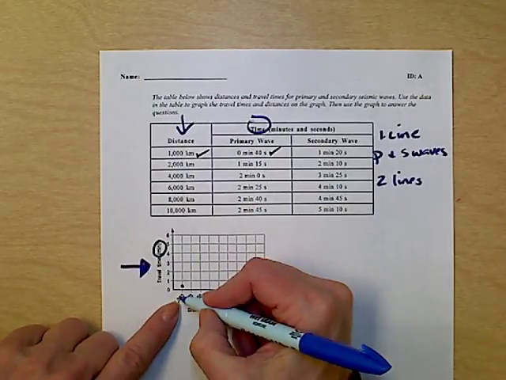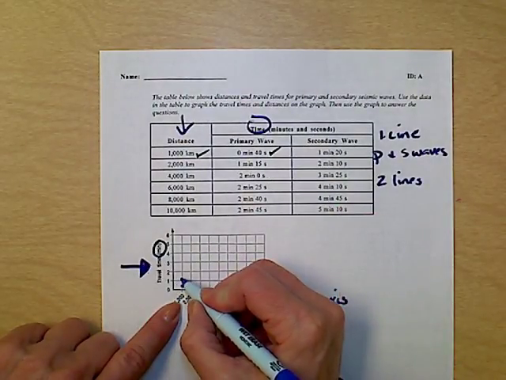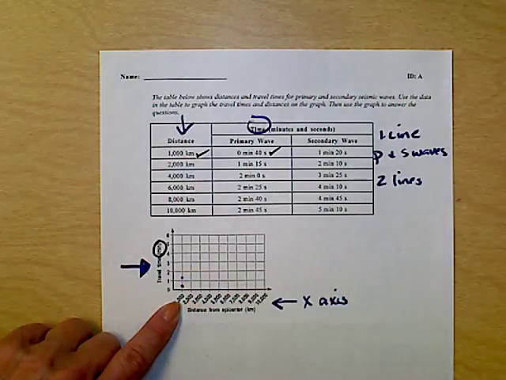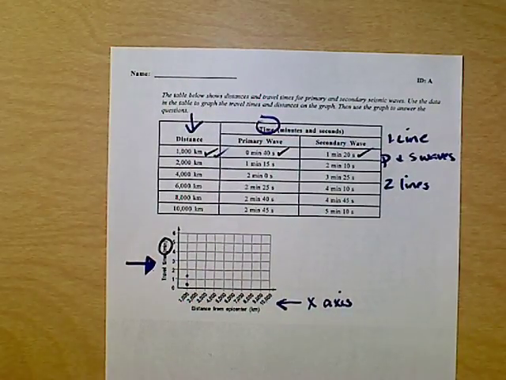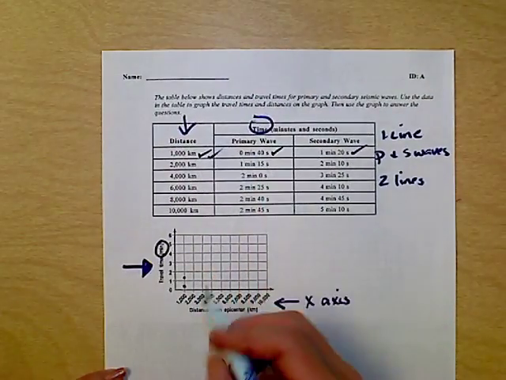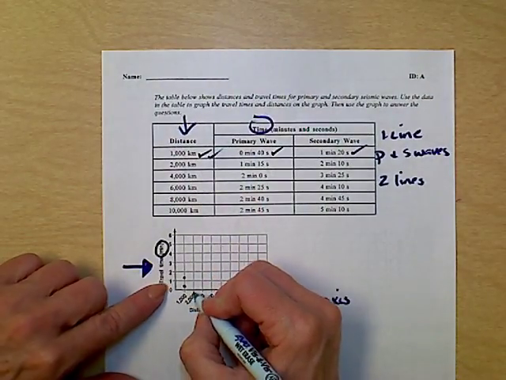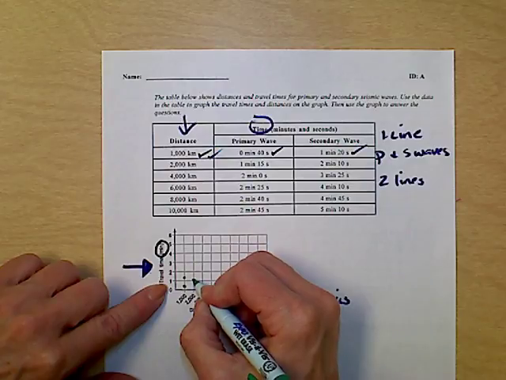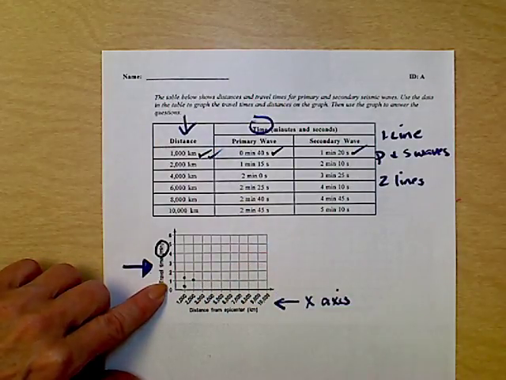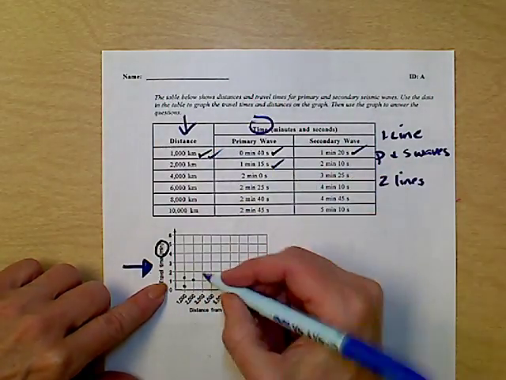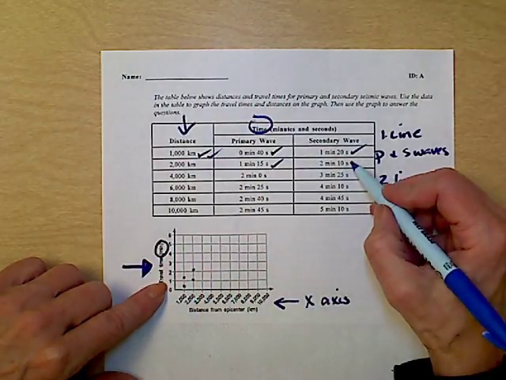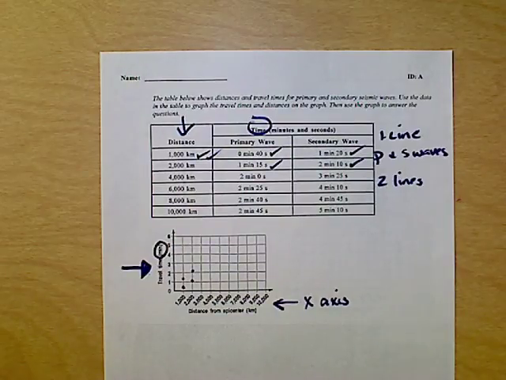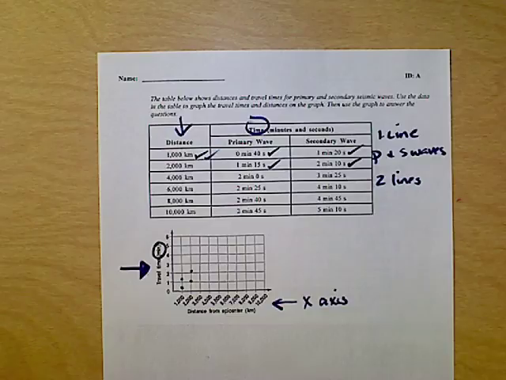So again, we're at 1,000, and it's 1 minute, 20 seconds. So it's about right there. So now we did that one. We'll go to 2,000, and it's 1 minute, 15 seconds. Well, it's going to be right underneath that blue dot there. And then we're going to go to 2 minutes, 10 seconds, right above that. Okay? So that's got our 2,000 done.